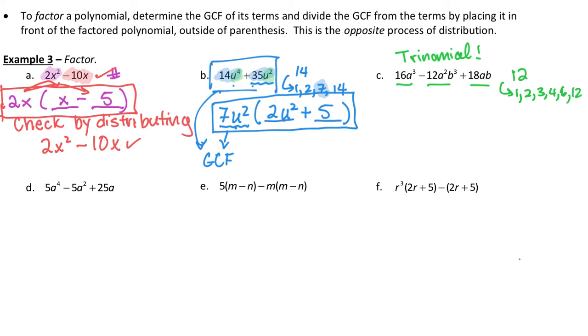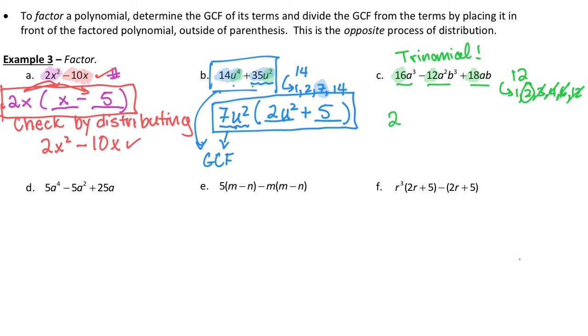Then what I want to do is see, of the 16, the 12, and the 18, which one of these numbers divides into all of them. Well, 12 does not divide into all of them. How about 6? 6 does not go into 16. 4 does not go into 18. 3 does not go into 16. So the GCF, since they're all even, is just going to be the 2. The 2 is the GCF there.